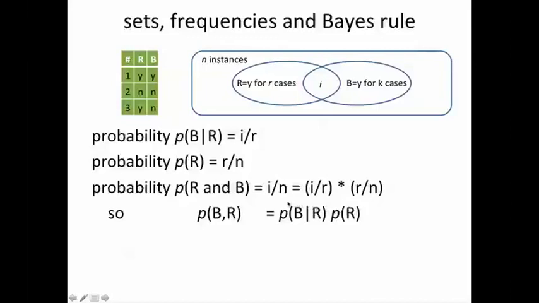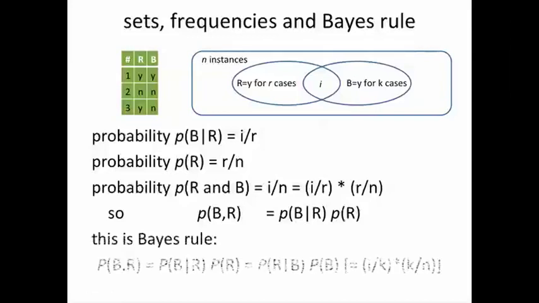So simple arithmetic tells us that the joint probability of r and b is the product of the conditional probability and the a priori probability. This is just Bayes' rule. The probability of b and r is the conditional probability of b given r times p of r, which is also the same thing as the probability of r given b times the probability of b.